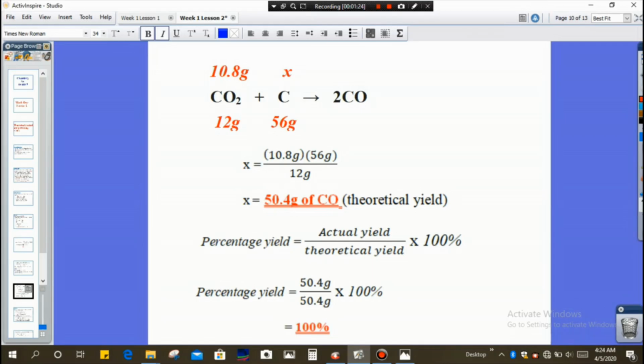We determined this amount of product by using mass-mass relationship. The theoretical and the actual yield of this reaction are equal. Therefore, the percentage yield equals 100%.